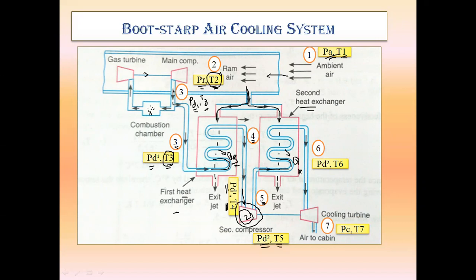So constant pressure heat rejection process will take place inside the secondary heat exchanger, and because of the same, here at the outlet of second heat exchanger, pressure will be same.